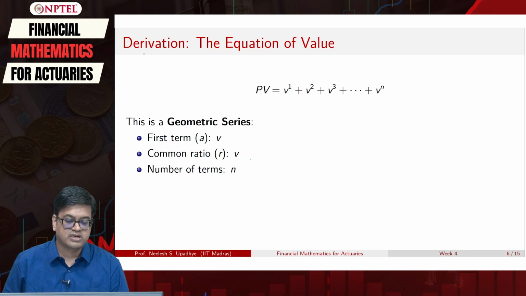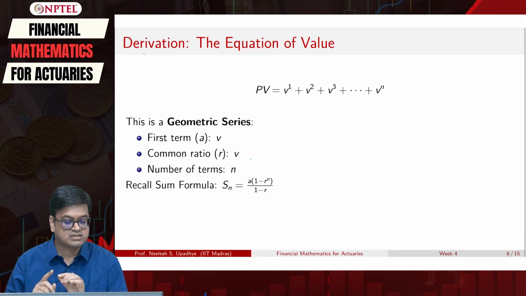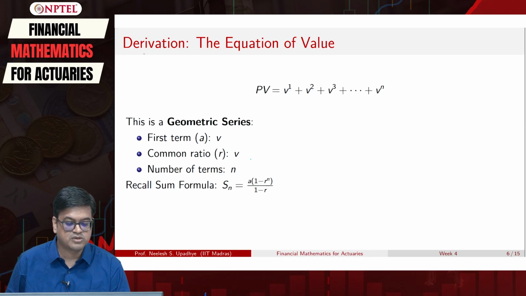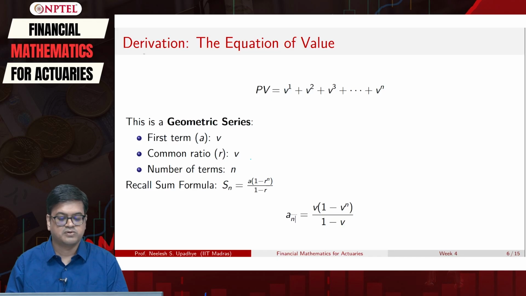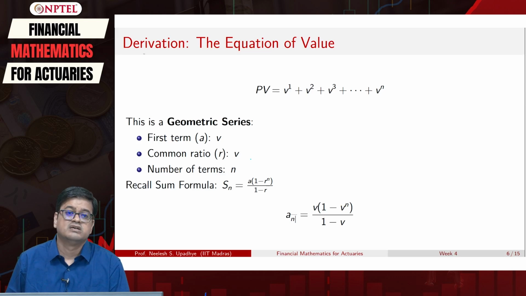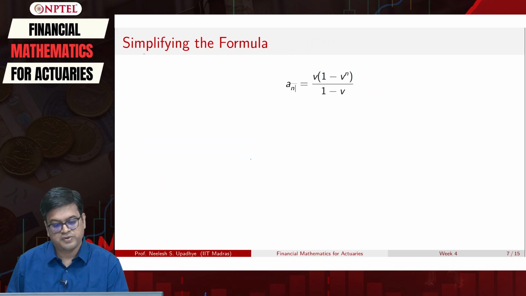Do I know the formula to sum this geometric series? Yes, I do know. It is a times (1 minus r raised to n) upon (1 minus r). So, based on that, I put a equal to V and r equal to V. I get the formula for annuity immediate over n periods as V into (1 minus V raised to n) upon (1 minus V). Okay. Now, let us simplify this formula, because everything is coming in terms of V, but what we are familiar with is the interest rate i, right.